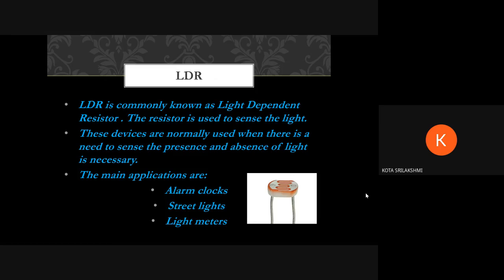This is about light dependent resistor. The resistor is used to sense the light. These devices are normally used when there is a need to sense the presence and absence of light. The main applications of this LDR are alarm clocks, street lights, and light meters.